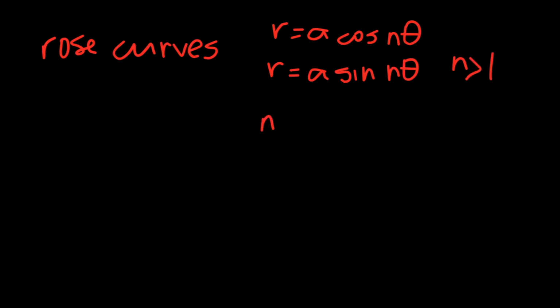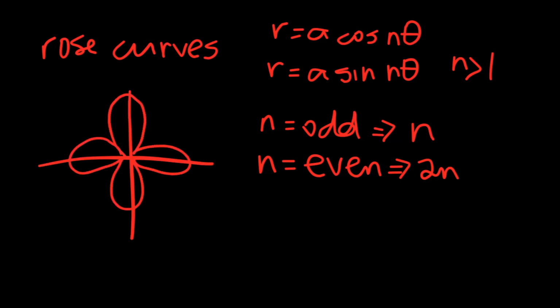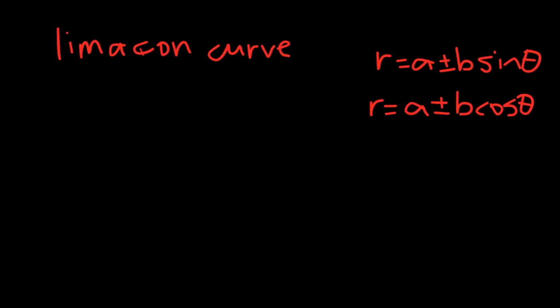If n is an odd number, then we can assume that there will be n petals. But if n is an even number, then we can assume that there will be 2n petals. This here is an approximate graph of what a rose curve might look like. And of course there's going to be a different amount of petals depending on your equation.